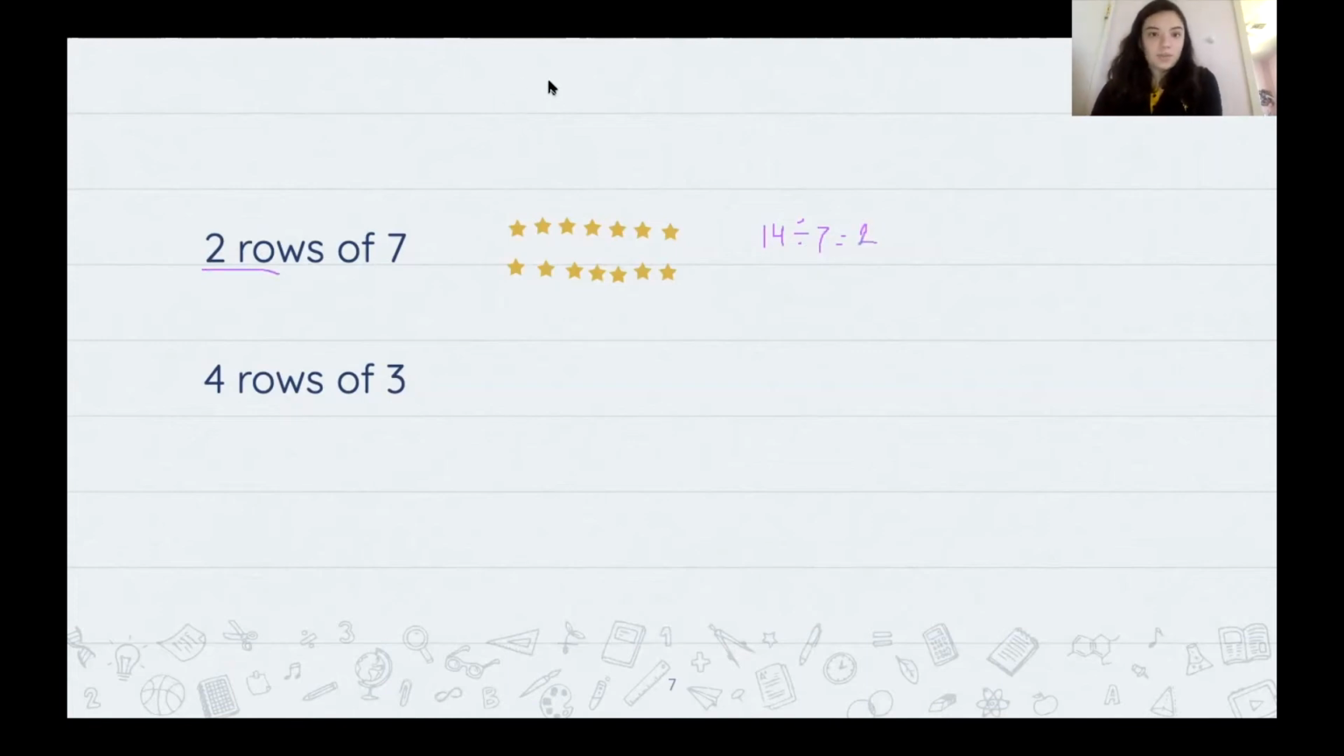Let's try it again with the next one. So 4 rows of 3. So 1, 2, 3, 1, 2, 3, 1, 2, 3, and 1, 2, 3. 4 rows of 3. Now we need to find our total. So 3, 6, 9, 12. I have 12, which is our total, divided by the number of stars in each row, which is 3, equals how many rows I have total. So 12 divided by 3 equals 4. So that's pretty much how we use division and arrays. It's just another strategy for us to try out.